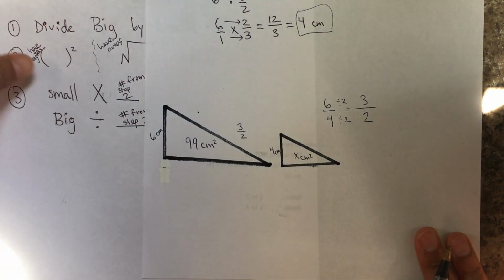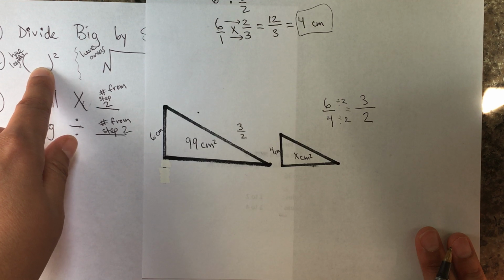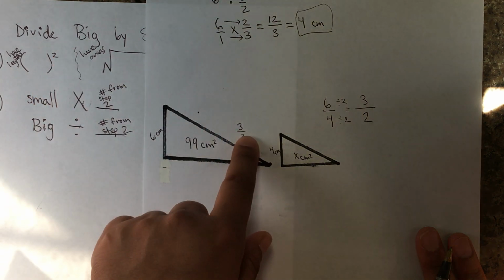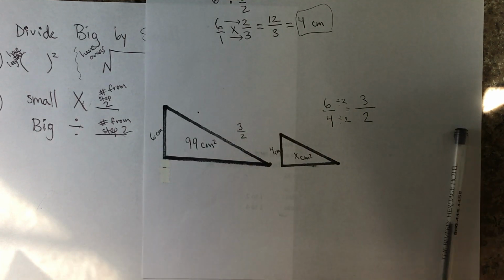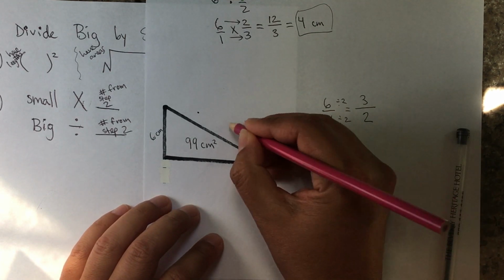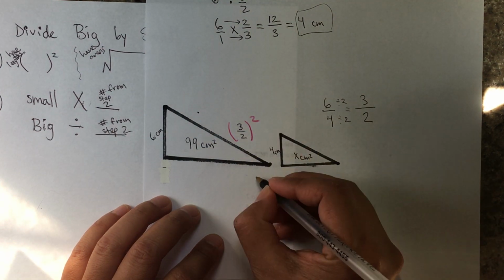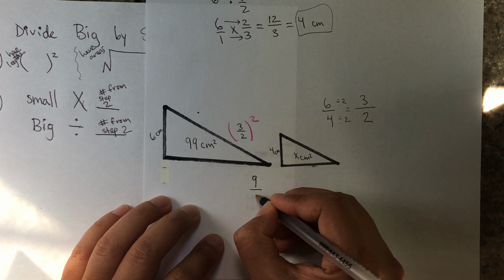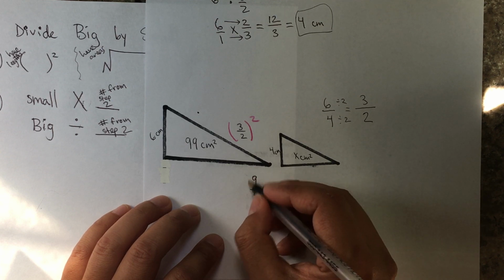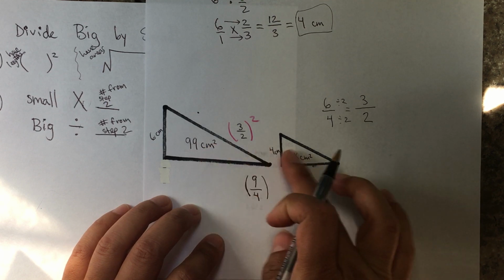The next step is, if I have the length, what am I going to do? Square that relationship. That's how we find the relationship of the areas. We're going to square it. And 3 squared would be 9. 2 squared would be 2 times 2 is 4. So this is the relationship between the two areas.